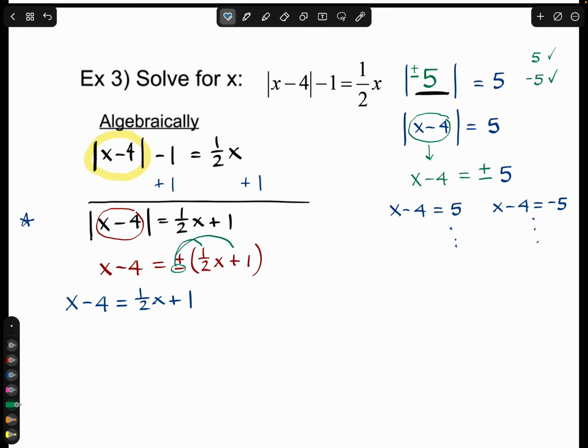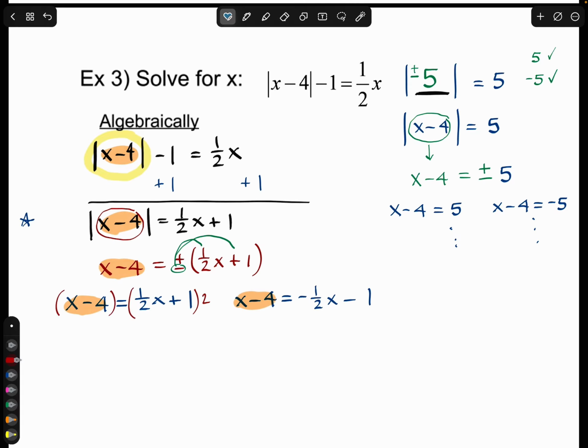And then for my -1, we're just going to take that negative and distribute it through when we rewrite it. We're going to say x minus 4 would have to equal -1/2 x minus 1. And now we've got two equations that we can solve to find x. But notice at no point in time did this x minus 4 ever change. It's the exact same thing all the way until we get it to be two equations with no absolute values.